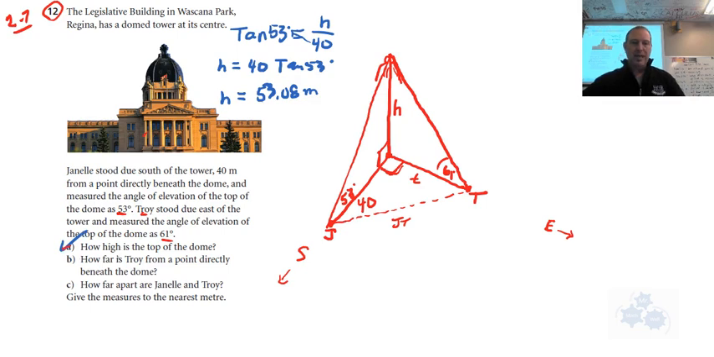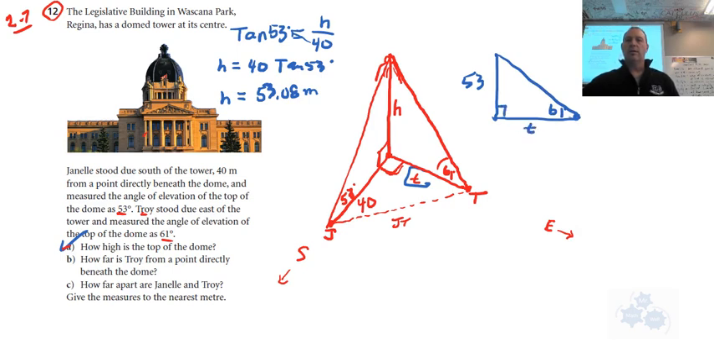So that's A. Good. B: how far is Troy from the point? Oh, wow. We have H now. So guess what? I can solve for this part. Here's my H, which is 53, and here is Troy over here. I'm just redrawing this little triangle, two-dimensionally now, and this is 61. Look at that. So I can solve for this little t right here.